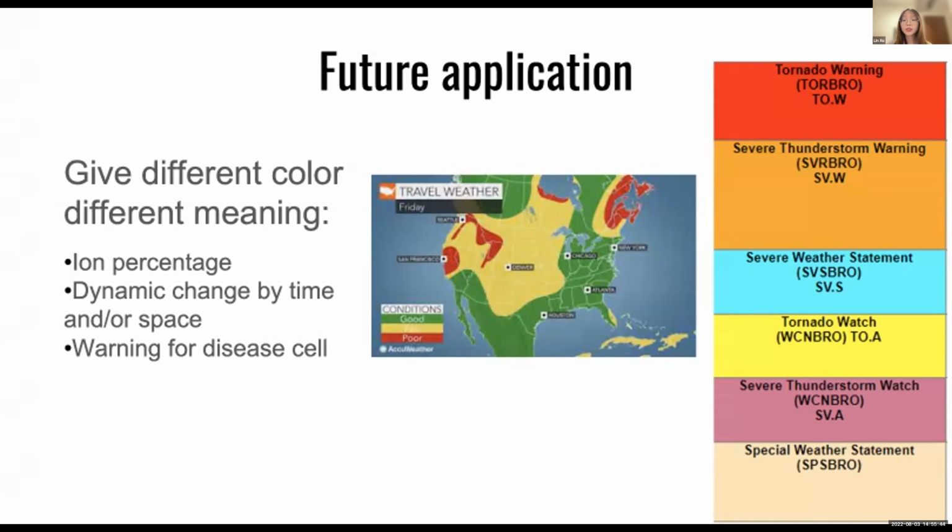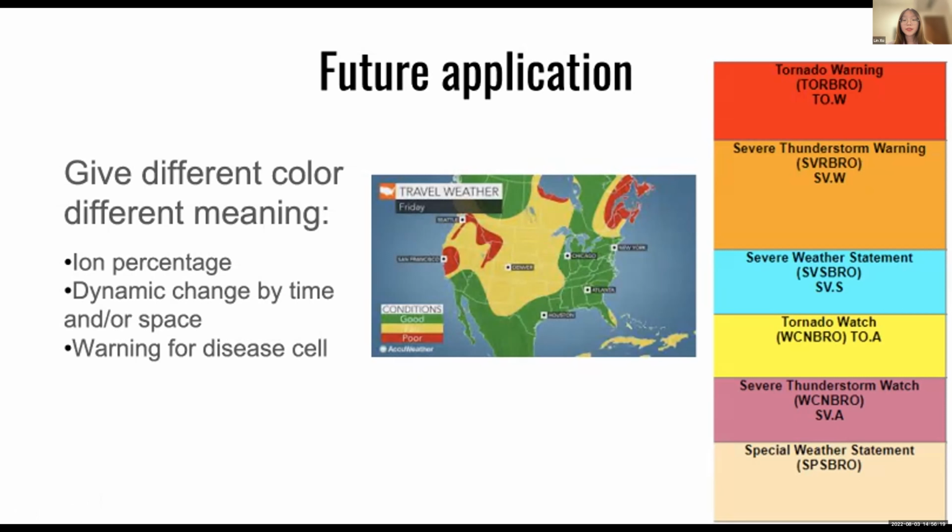We can also apply this to the color map of cells. For example, use it to determine if they are normal or not normal, healthy or disease cells, or use it to determine the ion percentage in different places of cells, which we can treat the same as the probability of precipitation. Also, we can see on the right, we can make some warnings like this for disease cells. For example, how seriously this disease is going to affect these cells, or how this disease can affect human bodies.